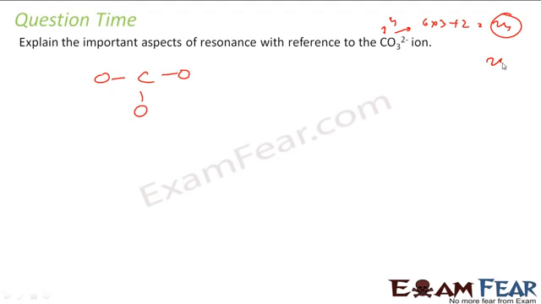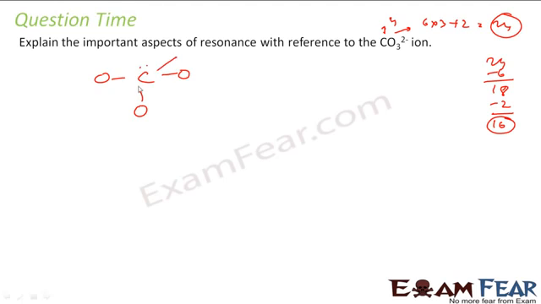So I start with 24. There are 3 bonds, minus 6 in bonds. I get 18. Let's make this carbon happy. Carbon had 6. I give 2 electrons. Carbon is happy now. I have 16. 16 electrons I have, and each oxygen needs 6 electrons. That means I need 6 into 3, 18 electrons, but I have only 16 electrons, right? That means there is a deficiency, so I'll do a double bond. So let's do a double bond here.